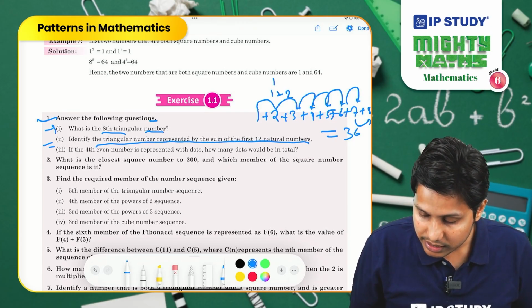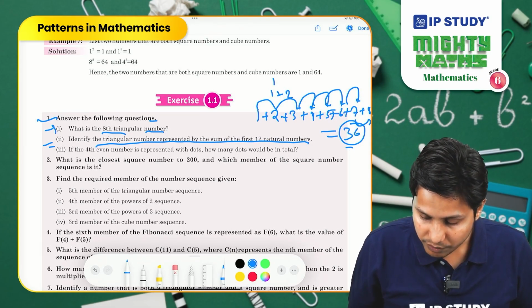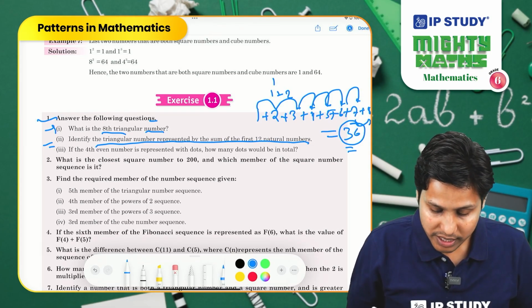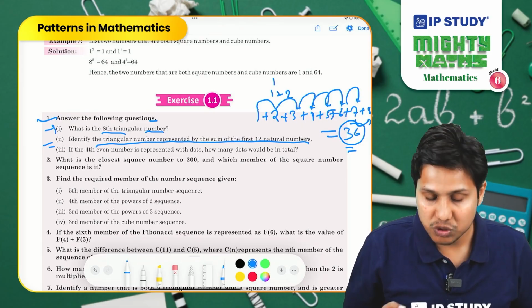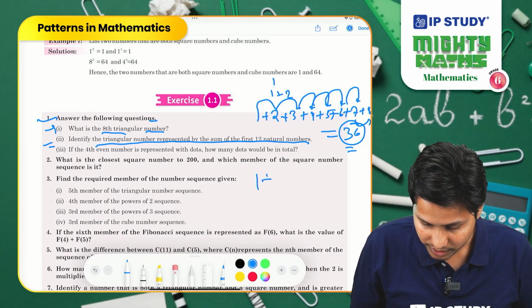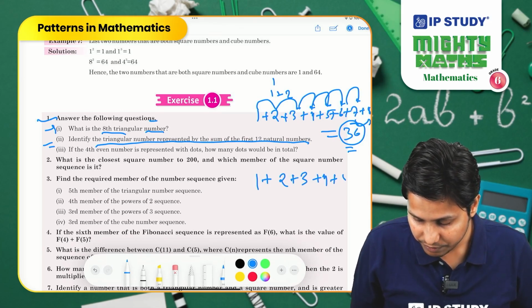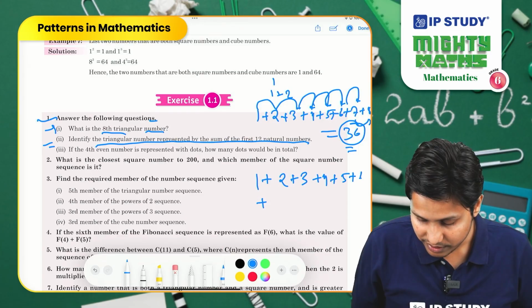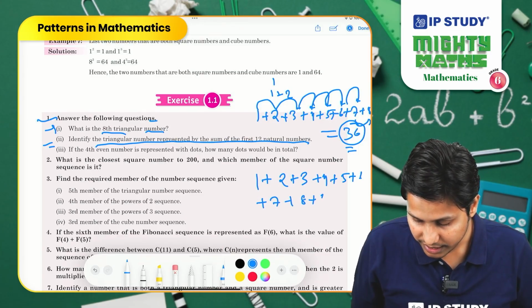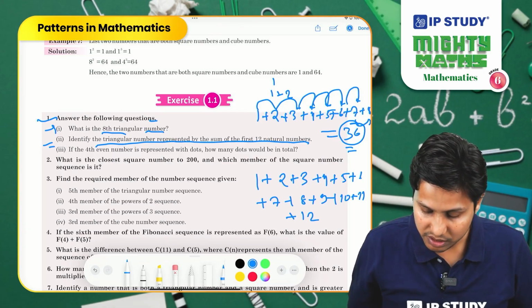So basically these are the square numbers. Yes. So we have to find out the sum of the first 12 natural numbers. So let us add these numbers: 1 plus 2 plus 3 plus 4 plus 5 plus 6 plus 7 plus 8 plus 9 plus 10 plus 11 and plus 12. If we add these 12 numbers, what do we get?